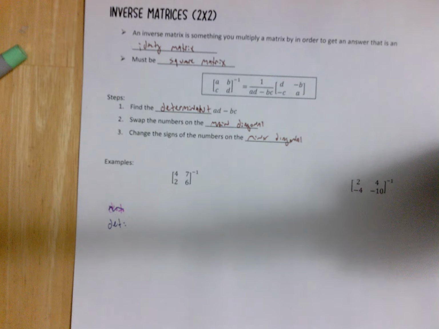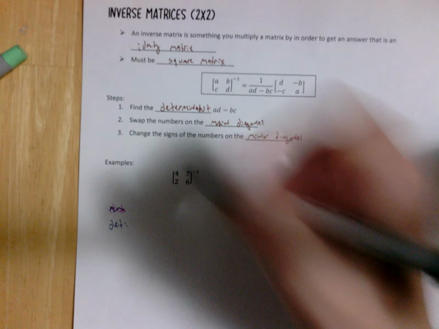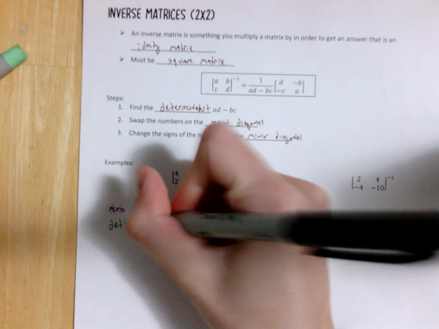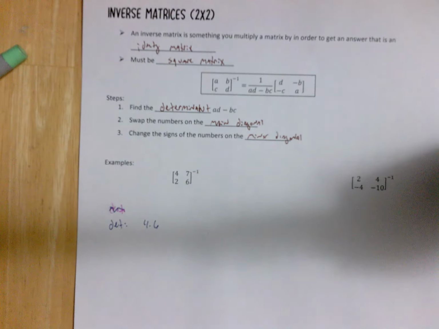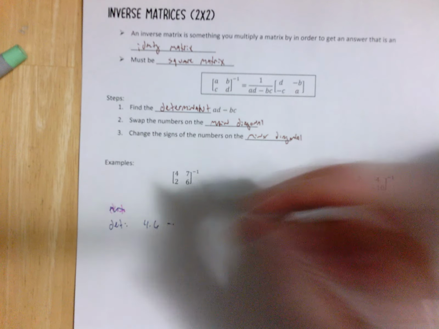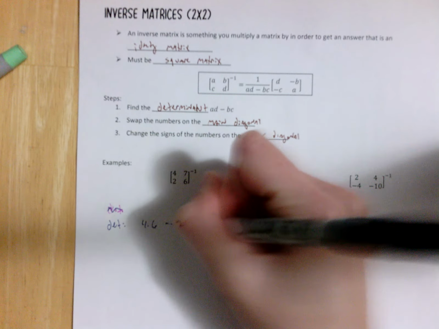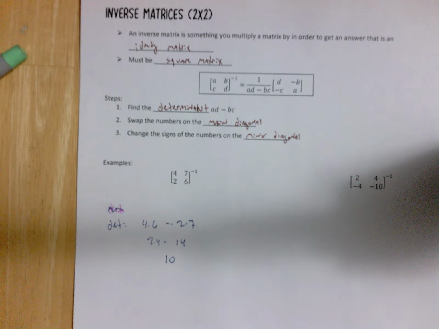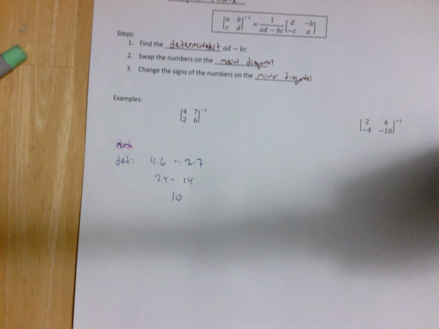So the determinant of our matrix. I'm going to multiply the numbers on the main diagonal. So it's 4 times 6, and then minus the product of the numbers in the other diagonal, so 2 times 7. So that's 24 minus 14, which is 10. So 10 is the determinant of my matrix. Great.